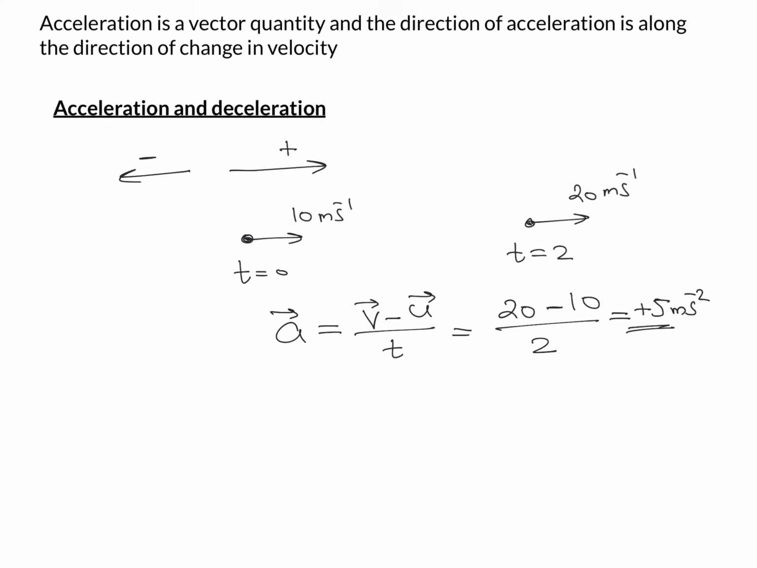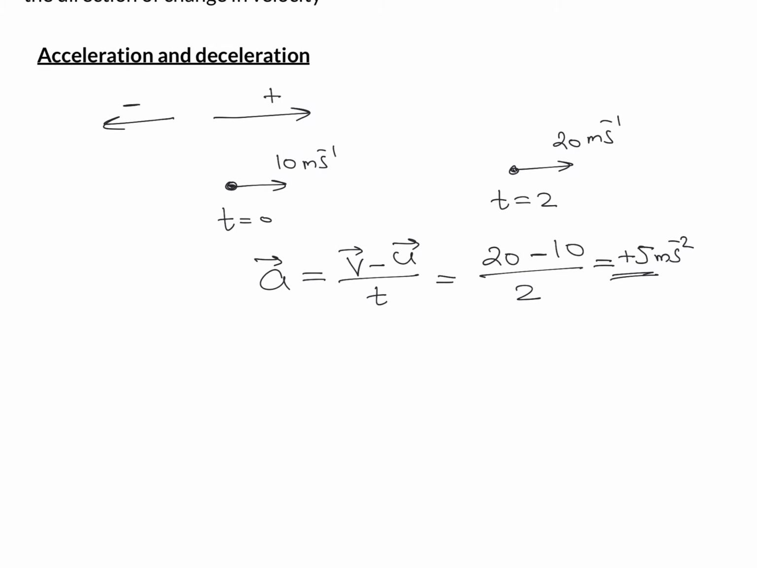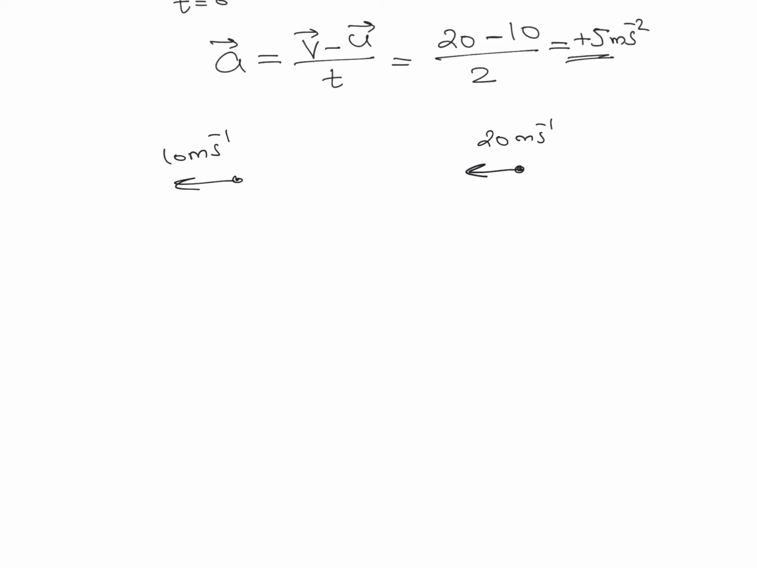It doesn't mean that this acceleration always represents increasing speed. Now consider a situation where there is another particle moving towards left. Assume that its initial velocity was 20 meters per second towards left, and after some time its velocity becomes, let's say, 10 meters per second towards left. Here you can observe that the speed of this particle is decreasing, and let's say the time changes from 0 to 2 seconds.